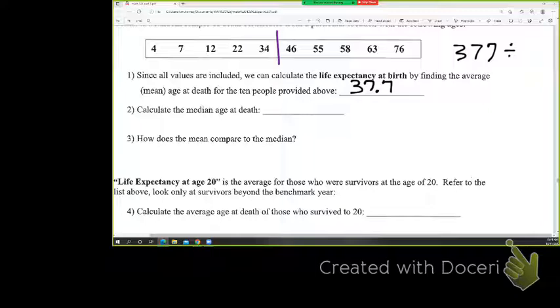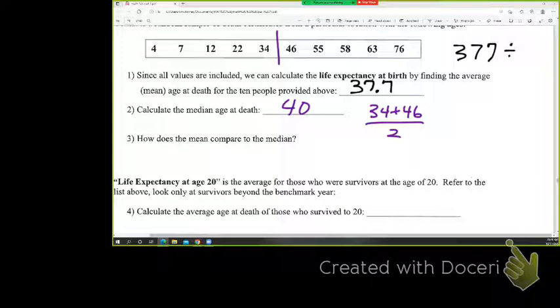Okay. So if there are 2 numbers in the middle, then I'm averaging those 2 numbers. I'm basically finding what's exactly halfway between those numbers. 40. So the median age of death is 40. So you've got to remember to add the 2 numbers and divide by 2. Now, sometimes you can just see. If it had been 34 and 36, we could just know it's 35, because that's what would be right between them.